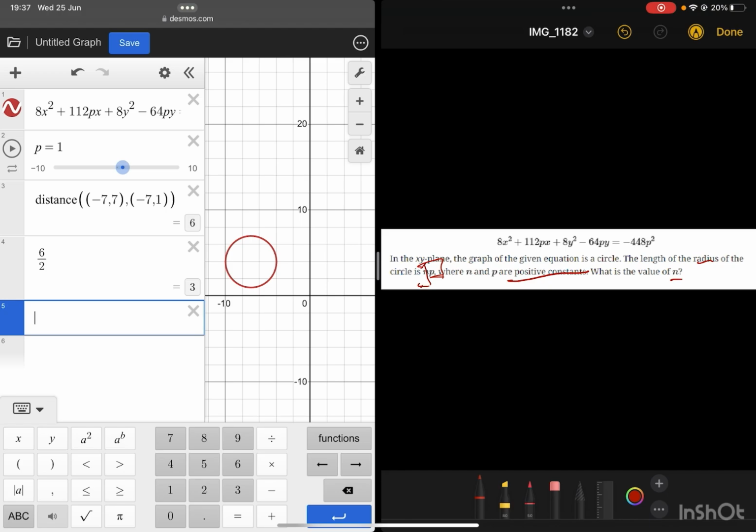Now we have np equals 3. We have p equals 1. And now n is gonna be equal to 3. So that's our final answer for the value of n.